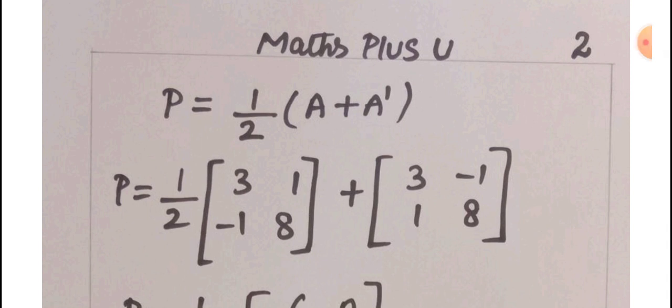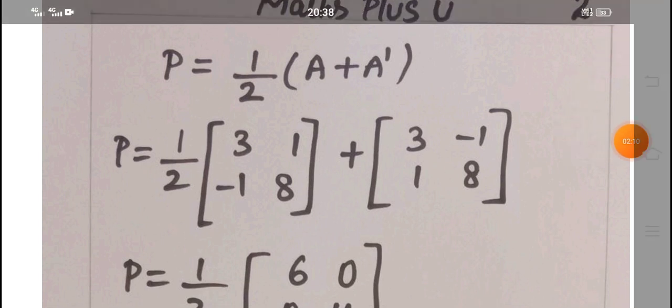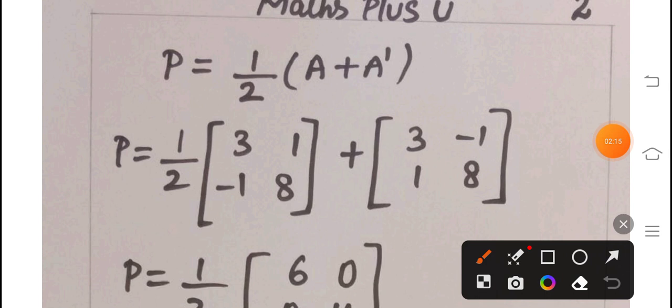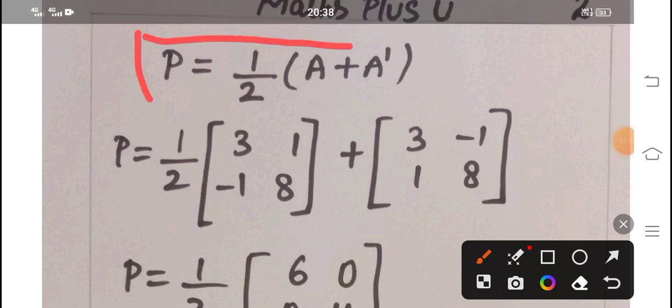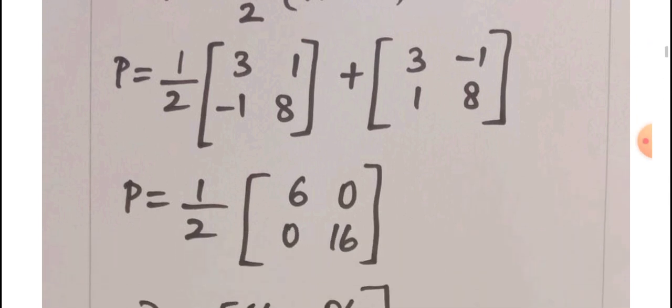Now you're going to do half of A plus A transpose. Actually, children, A plus A transpose alone is also a symmetric matrix. But if you take the half, only then when you add P plus Q will you get the matrix A. So always remember, for P we write half of A plus A transpose. So half A matrix I have written and A transpose matrix I have written.